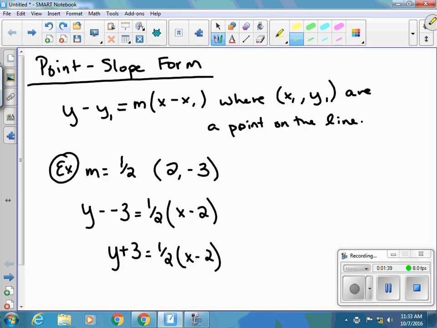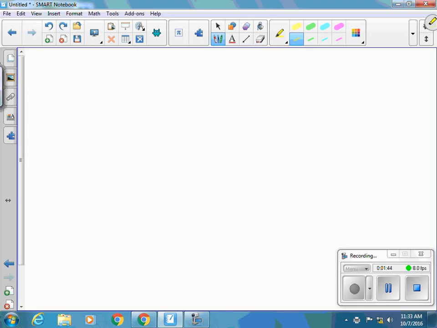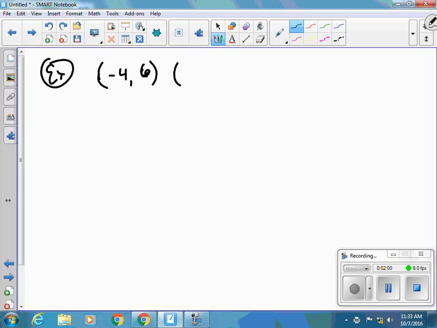Sometimes they will ask you to do the same exact process, but they won't give you the slope. They'll give you 2 coordinates instead. But let's say I've got 2 points at, let's go with (-4, 6) and (3, 2). So I need to find the slope myself.